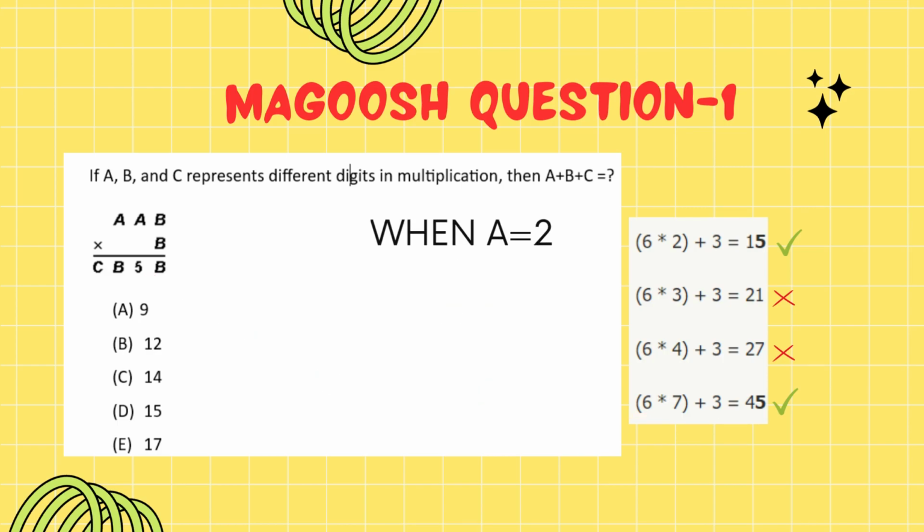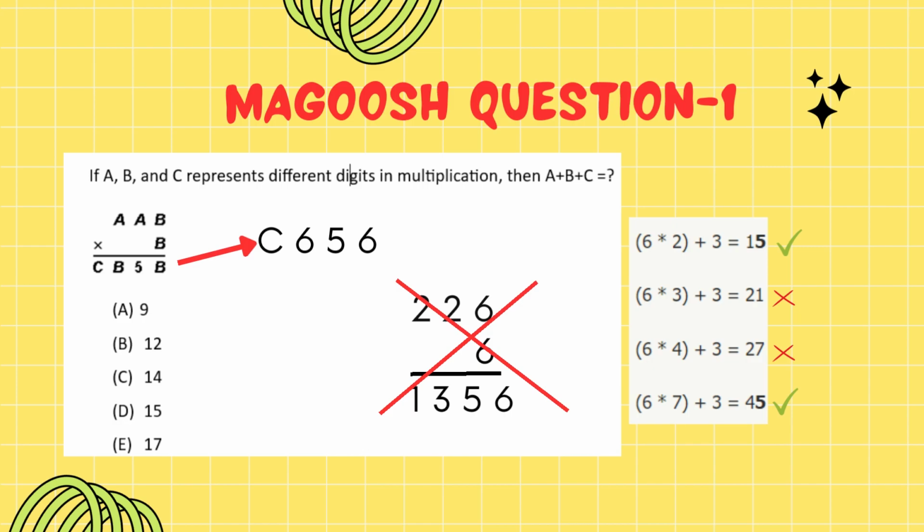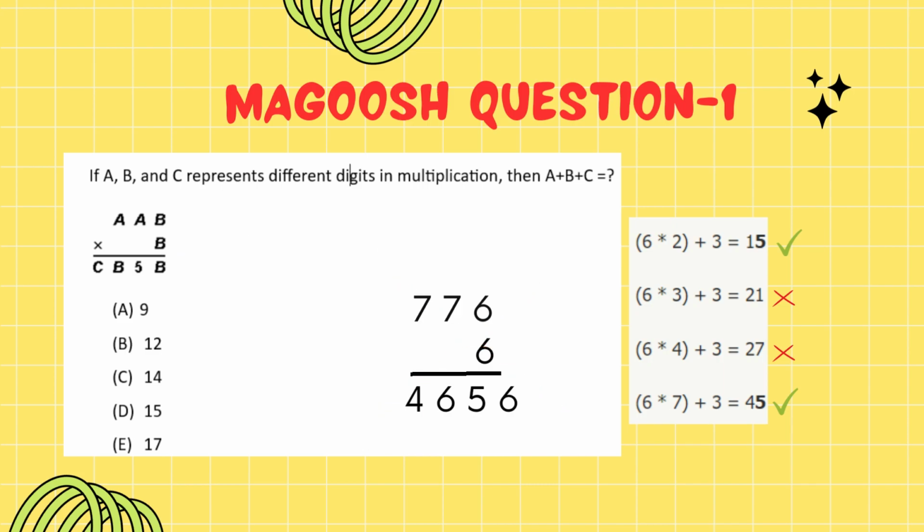So let's suppose A is equal to 2. Then the expression will become 226, which has to be multiplied with 6, and the result will be 1356. But in our equation which is given to us, the multiplication results in C656 because C is 6. So our assumption that A is equal to 2 is incorrect. Now we are left with only one choice where A is equal to 7. So our expression will become 776 multiplied with 6, which will result in 4656. So here our condition is satisfied.